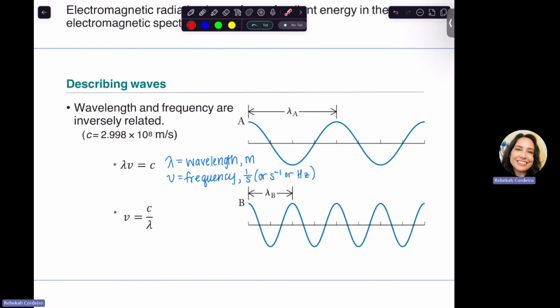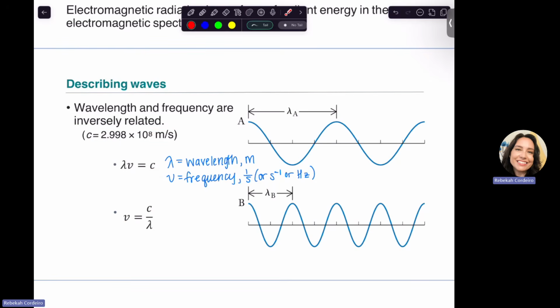A lot of times the wavelength of what we actually are looking at is in nanometers or smaller. Visible light, for example, is in nanometers, but we use meters for this formula because the speed of light is represented in meters here. So this formula: c is equal to the wavelength times the frequency. We can also rearrange it to say frequency is equal to c over lambda. As we can see, if wavelength increases, because c is constant, frequency would decrease. So this is an inverse relationship.